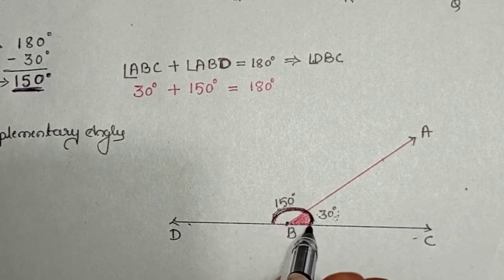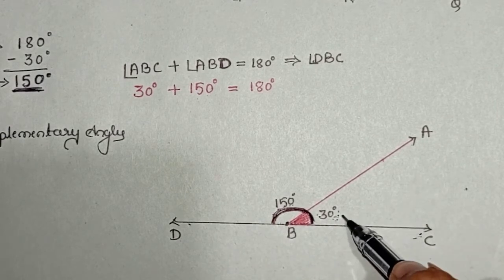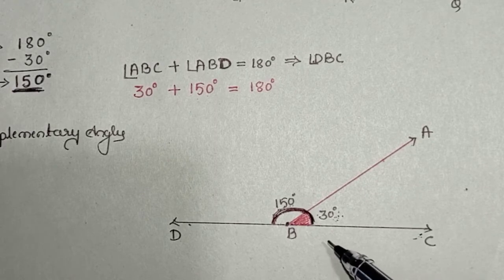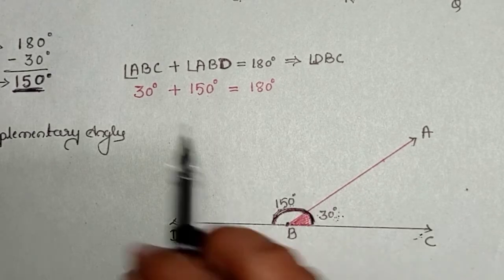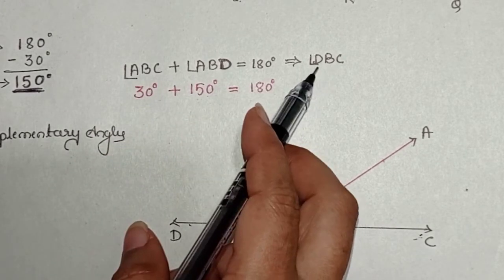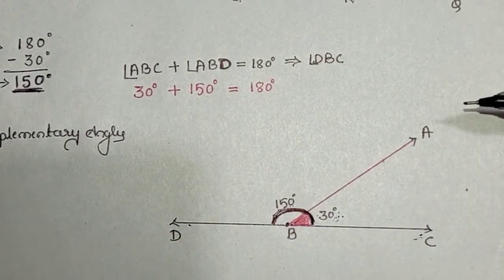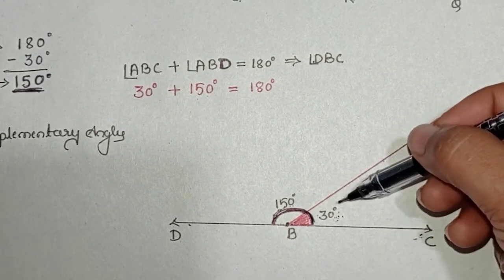When we add these two angles, we get the angle DBC, the straight angle, that is 180 degrees. Here 30 degrees is supplementary to 150 degrees and 150 degrees is also the supplementary angle for 30 degrees. Both are vice versa. Here you can see ABC plus ABD is equal to 180 degrees, that is angle DBC. 30 plus 150 is 180 degrees. So supplementary angles are angles that add up to a sum of 180.